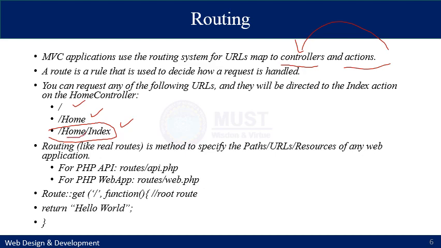Usually the first part describes the controller and the second part describes the action in the controller. In this case we have a home controller, and in the home controller we have an index method. The index method is the default method. That means if you do not specify a method, the index method will be called by default. In this case, if you only specify the home controller in your URL, the index method will be called.